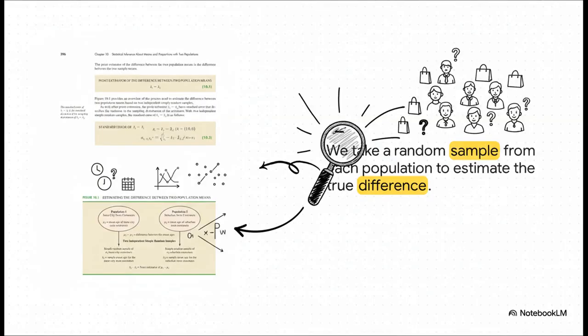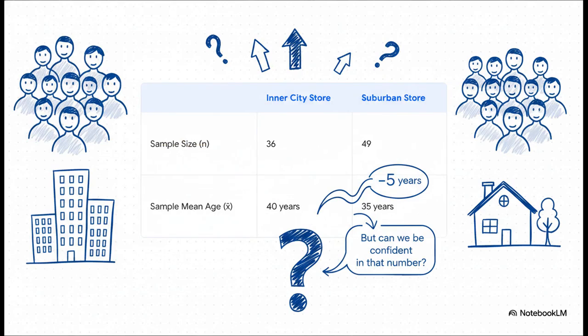So this is our strategy. Since we can't possibly ask every single person their age, we do the next best thing. We take a totally random sample of shoppers from each store. The difference in the average age of our two samples becomes our starting point, our best guess for the true difference across everyone. And here's the data we actually got.